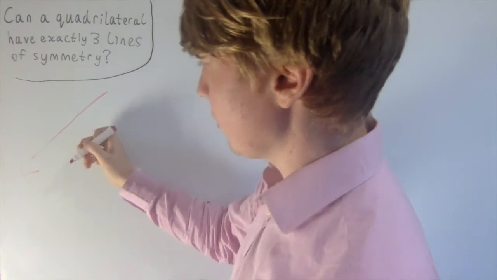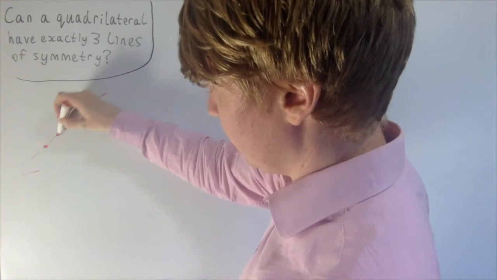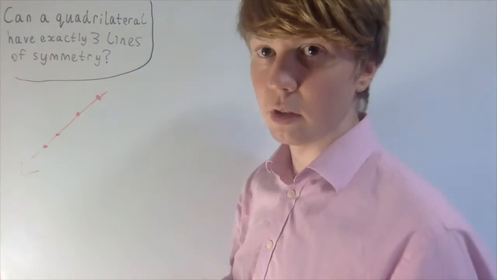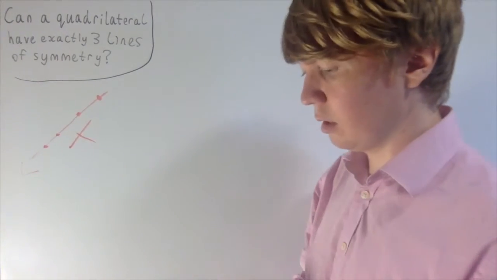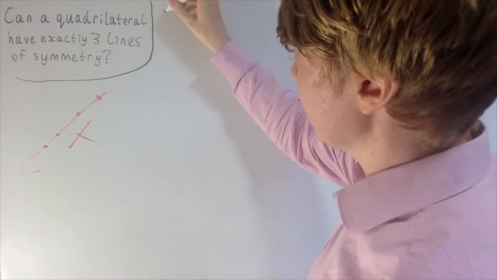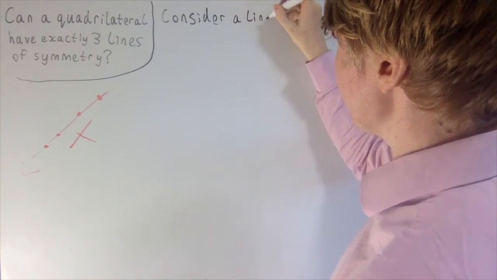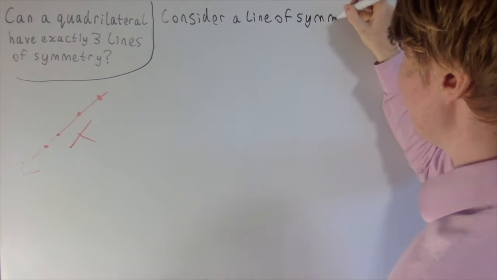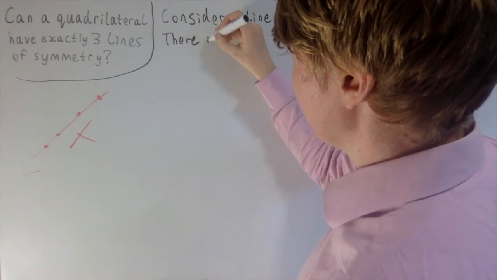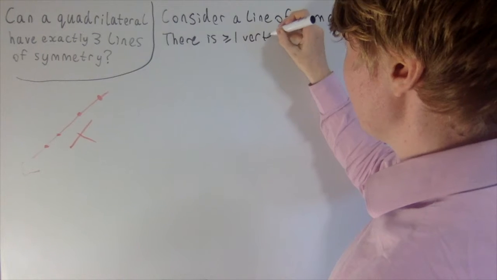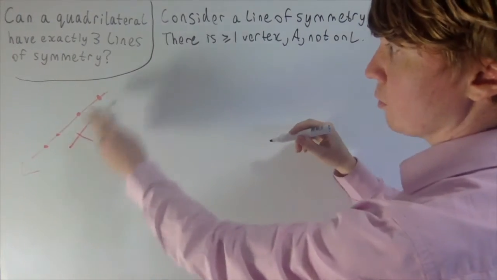So just to get us started, obviously we're going to have at least 1 line of symmetry, the case we're interested in. We call this L. It should be clear that it's not possible for all 4 of your vertices, all 4 corners of your quadrilateral, to lie on L, because otherwise it wouldn't be a proper quadrilateral. So this isn't allowed. So we can write the beginning of our rigorous argument here. Consider a line of symmetry, we'll call this L. There must be at least 1 vertex, we'll call this A, which doesn't lie on L, because you can't have all 4 of them lying on L.